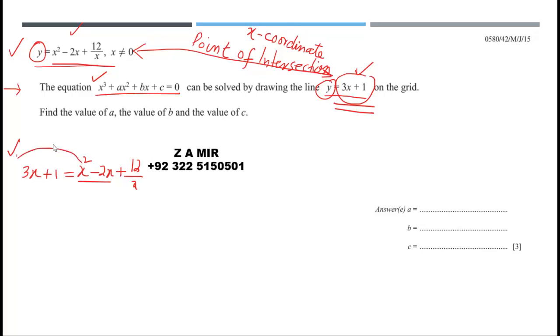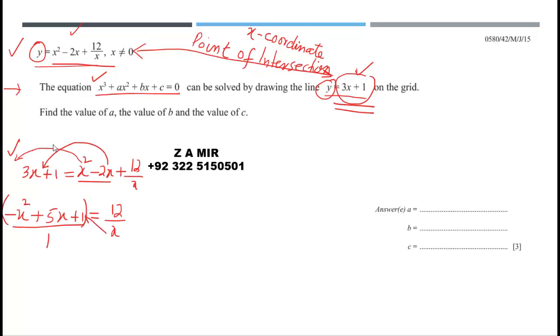It will become minus x square, and this with this. So 3 minus, this will become plus 2. 3 plus 2 is 5x. And this is plus 1. And we will have 12 over x left over here. Put 1 under the other side. So we have single fraction on both sides. Cross multiply.